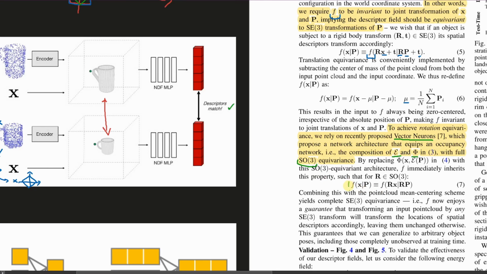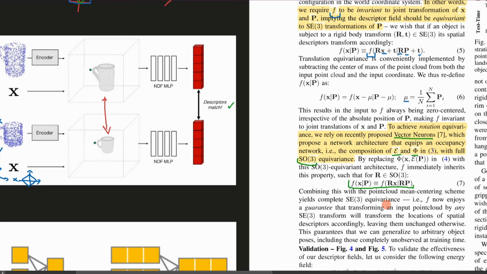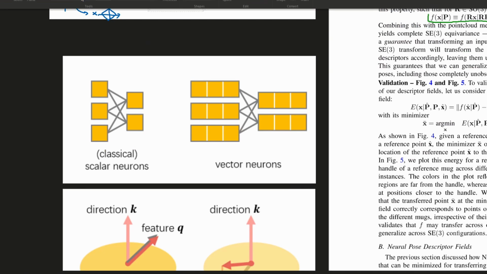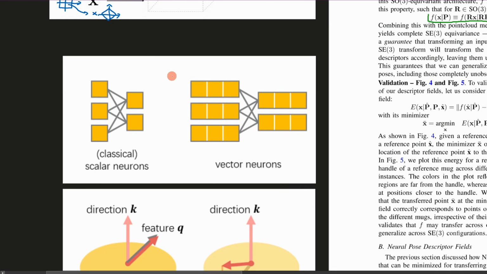And formulaically, that means we want to achieve this. We want to achieve the same output, even if we were to transform the input point x and the point cloud p using some arbitrary rotation matrix R. How they achieve that is described in this paper called Vector Neurons. I'm just going to give a super high-level explanation here. Basically, instead of using scalar neurons, so this is your classical linear layer in an MLP, they instead have as an output not a scalar but a vector. So that's a generalization of these scalar neurons.